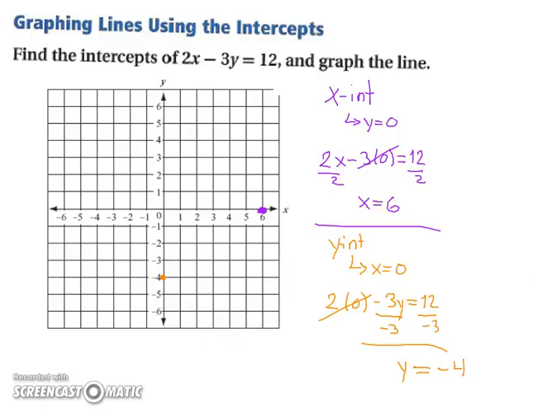And then with that, we plot a line. And there's our line. Alright, so let's keep going.